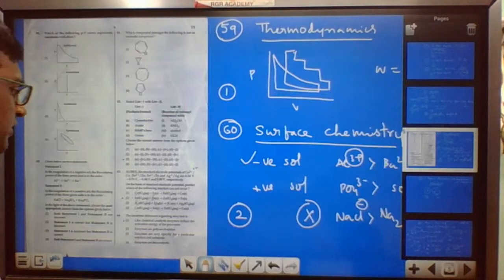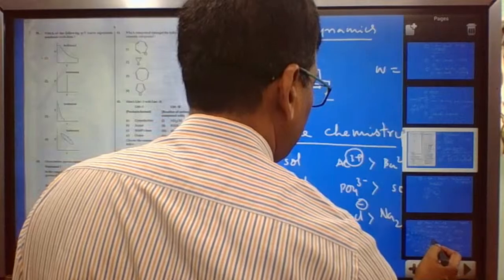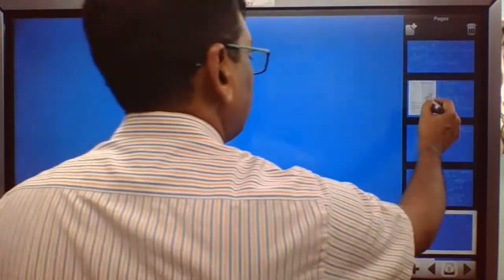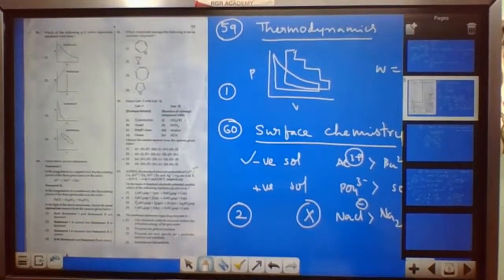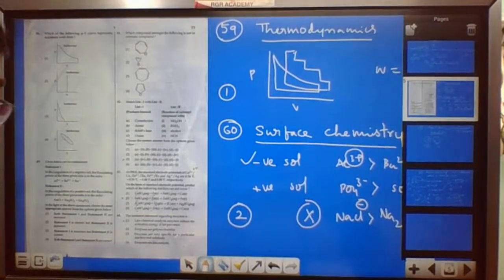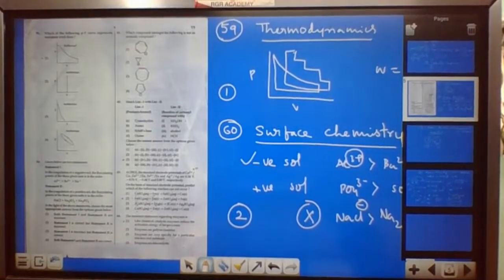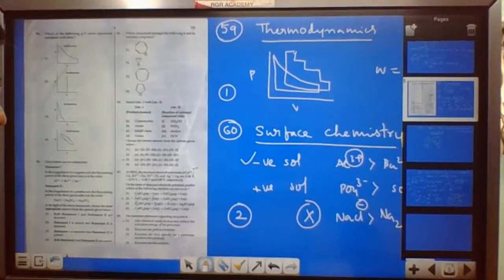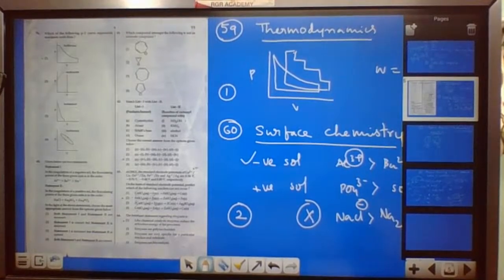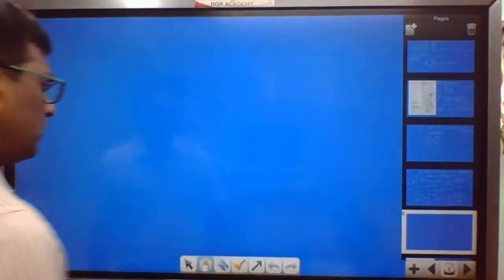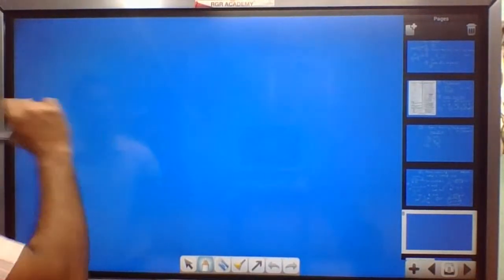Next we'll go to 63. It is given from electrochemistry. Let us see this question. At 298 Kelvin, the standard electrode potentials of copper electrode, zinc electrode, iron electrode, and silver electrode are 0.34, minus 0.76, minus 0.44 volts, and 0.80 volts. So here there is a very important point.